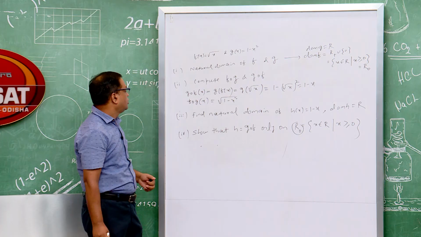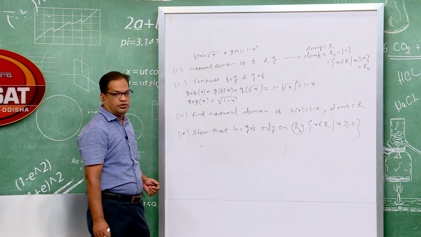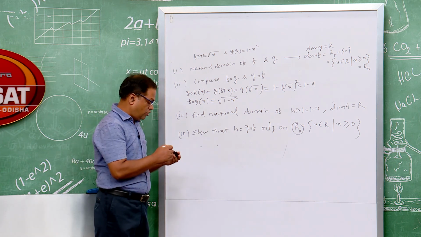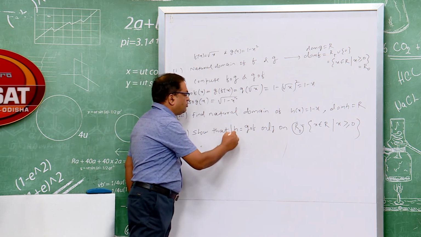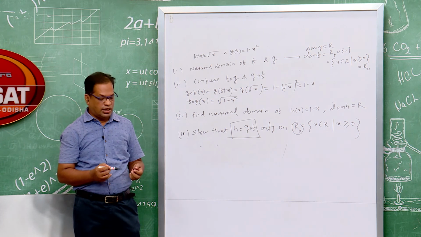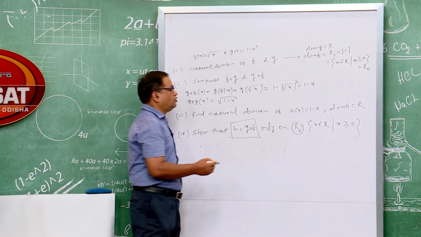Now, fourth bit. So that h is equal to G composition f only on R 0. So, only on R 0. Here h is a function and G composition f is a function. We have to show that h is equal to G composition f on this domain only.